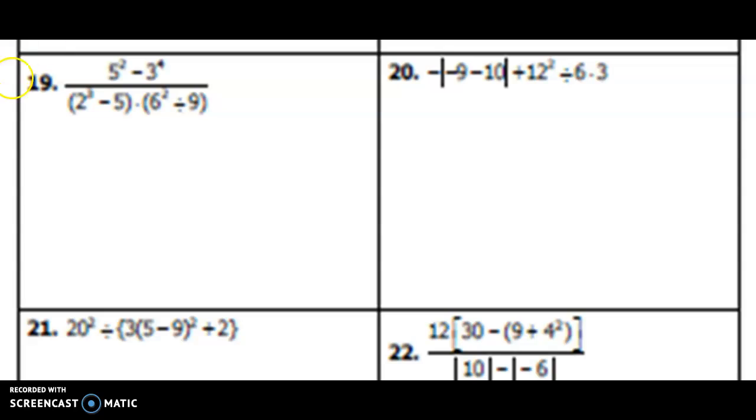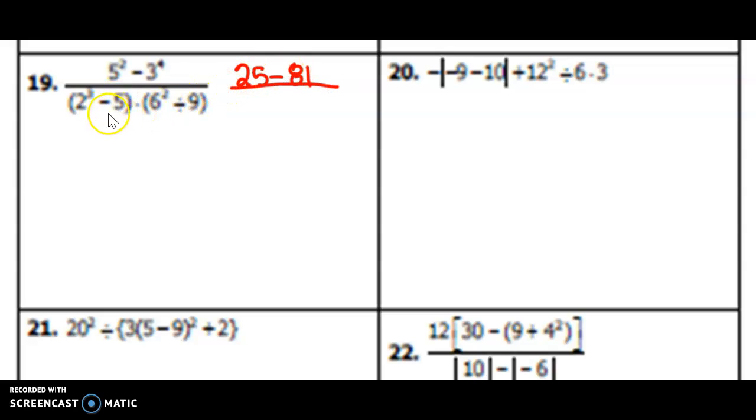Okay, let's take a look at 19. This one has a fraction bar, and it also has 2 groups in the denominator. We can go ahead and simplify the numerator as much as we can here. That is going to give us the 5 squared, which is going to be 25. Again, so 25 minus, and that's 3 to the 4th power, which is actually going to be 81. Now that's what we have in the numerator so far.